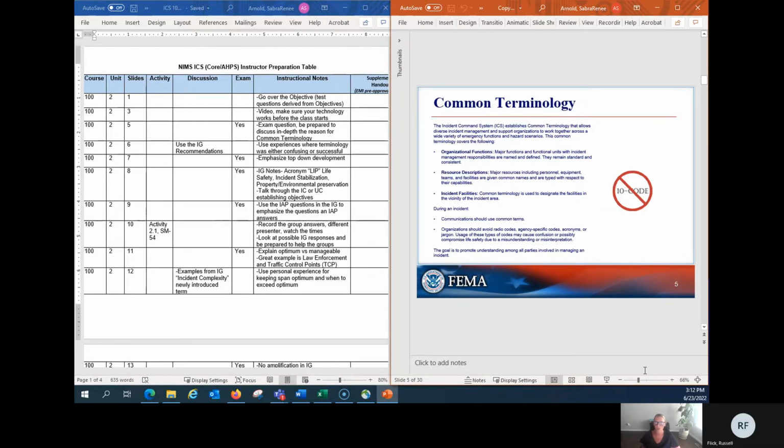Common terminology, the 10 codes. Can anybody raise their hand or come off of mute and talk about 10 codes and how you deal with those if you're not dealing with law enforcement or somebody who doesn't typically use them?